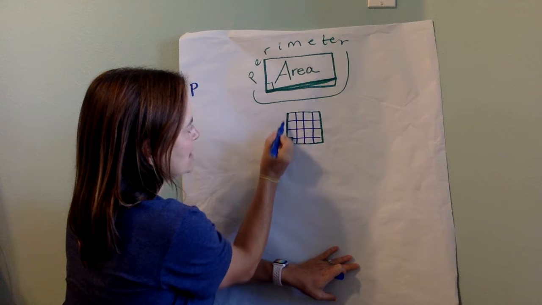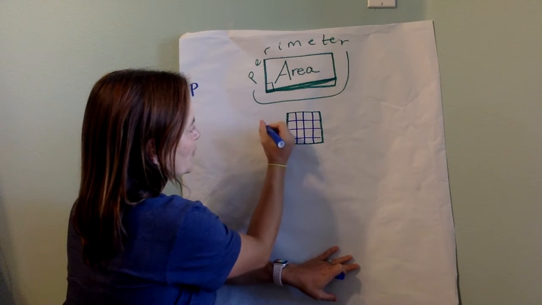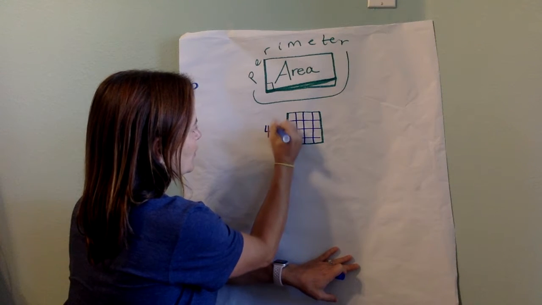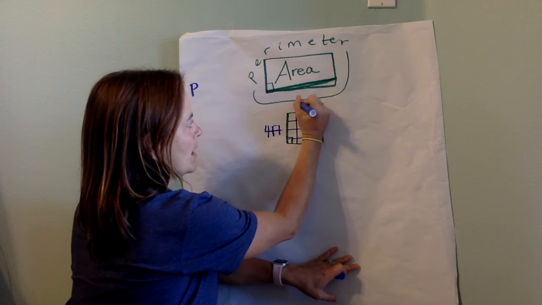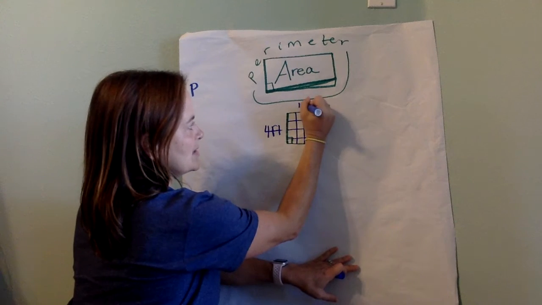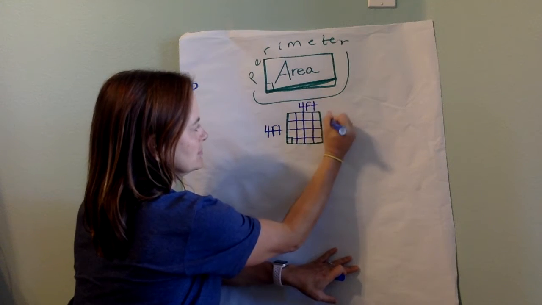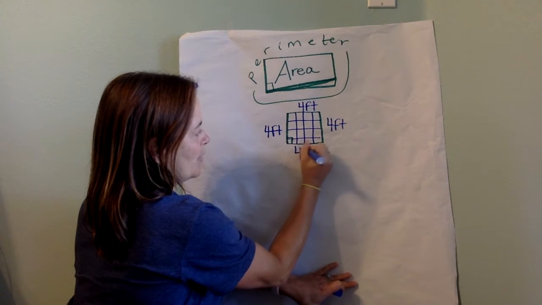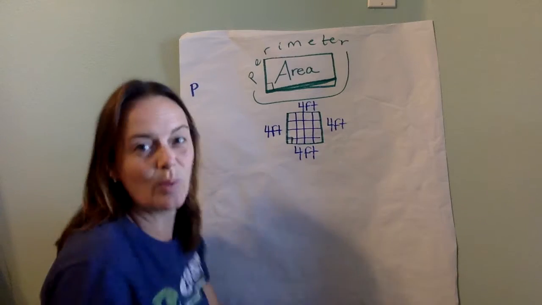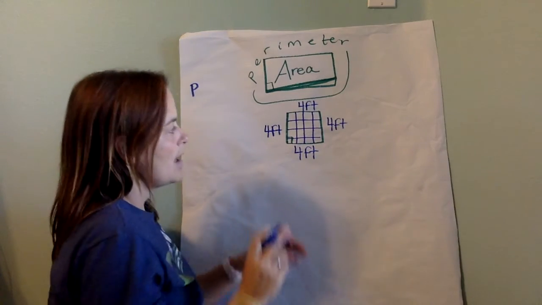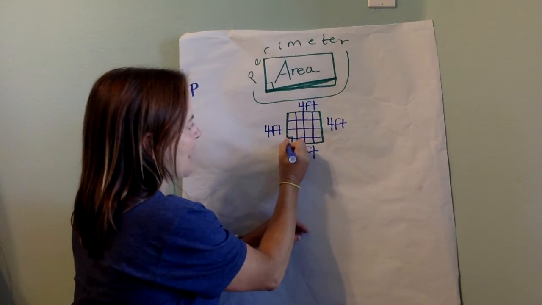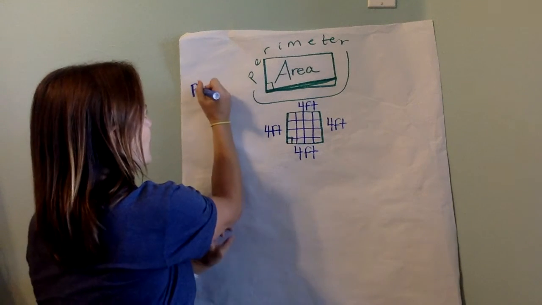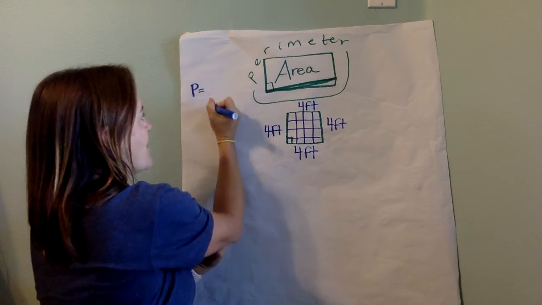So 1, 2, 3, 4. 4 feet. If I know that one side of the square is 4 feet, I'm going to know that all of the sides of the square are 4 feet, because that's the definition of a square. They all have the same size. So if I just want to go along the outside, for perimeter, I'm going to add up all the sides.